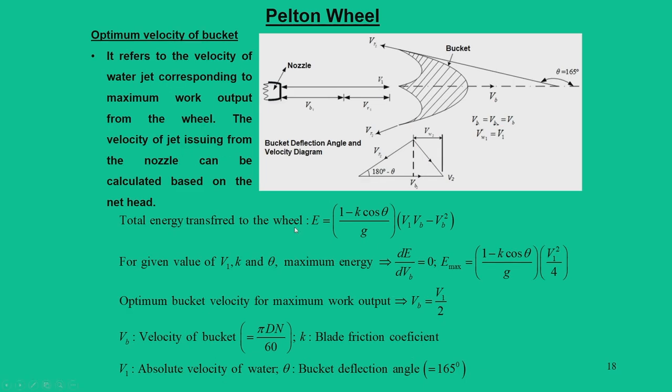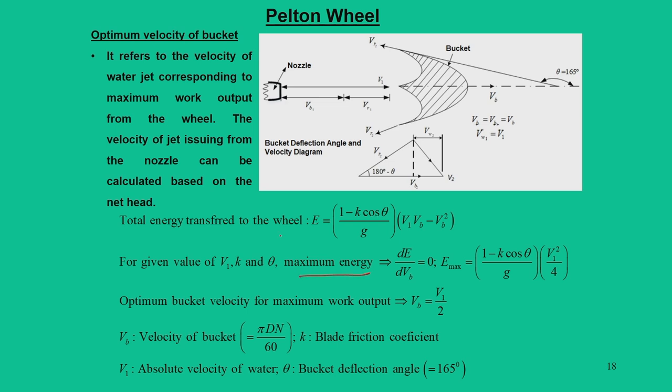Now, through this expression of energy transfer to the wheel, one can find out the optimum velocity for the bucket, because that is an essential design feature that has to be tuned: what should be the optimum velocity at which the bucket should move, and that also refers to the maximum energy.